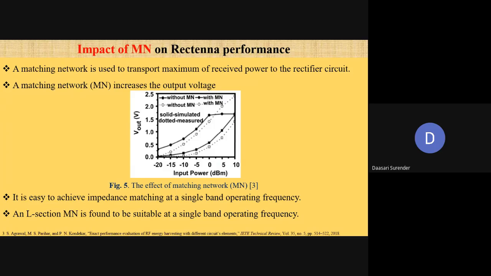There is a considerable variation in the performance results with the matching network, and the same performance is also observed with the measured results. Impedance matching is easy to achieve with a single operating frequency band. For a single band of operating frequency, an L section matching network is found to be suitable.